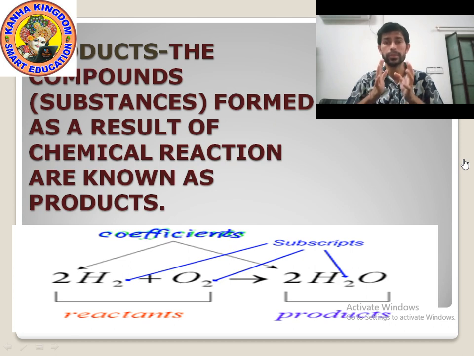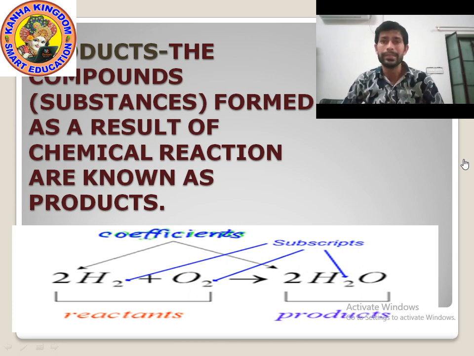What is the meaning of product? The compounds or substances formed as a result of a chemical reaction are known as products.